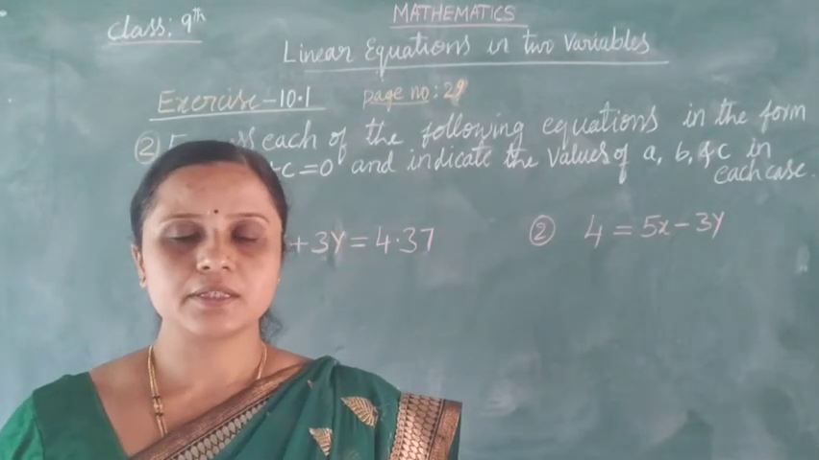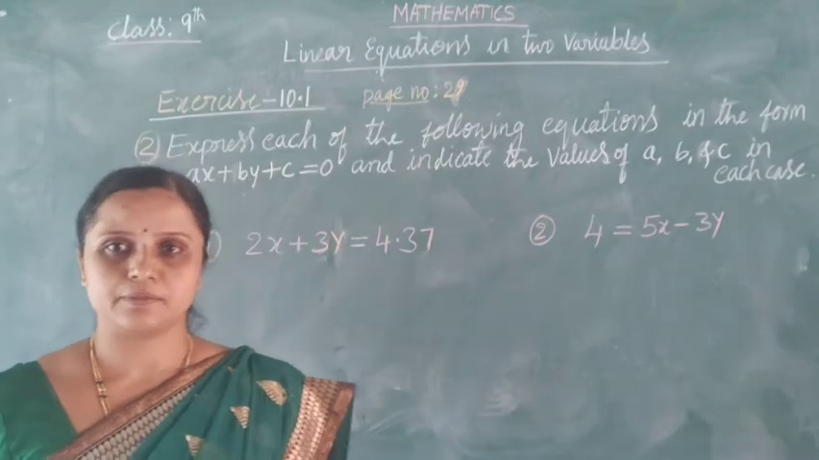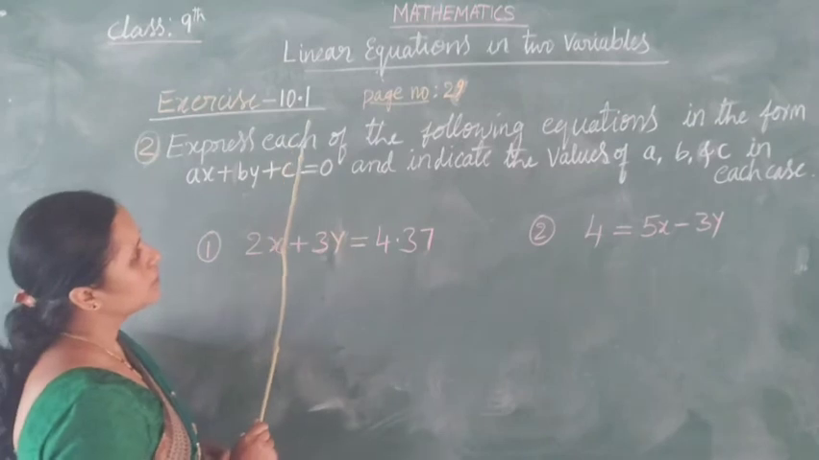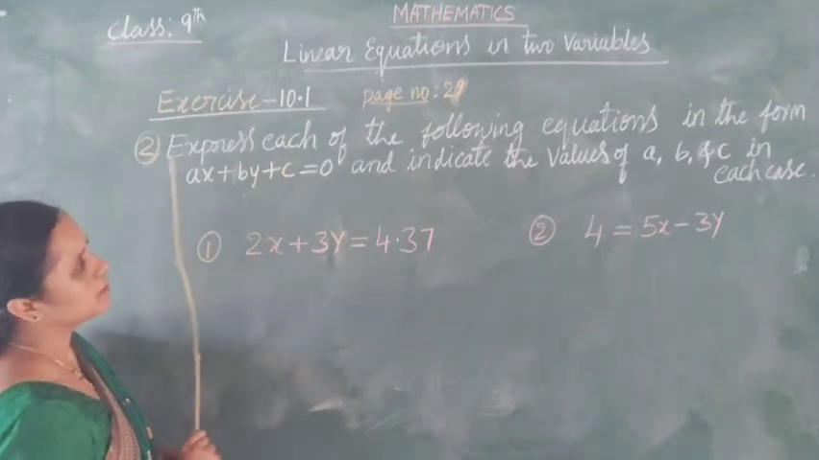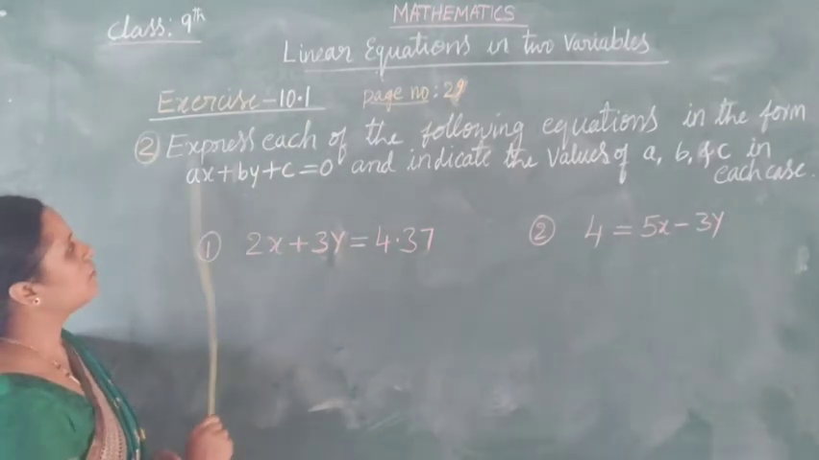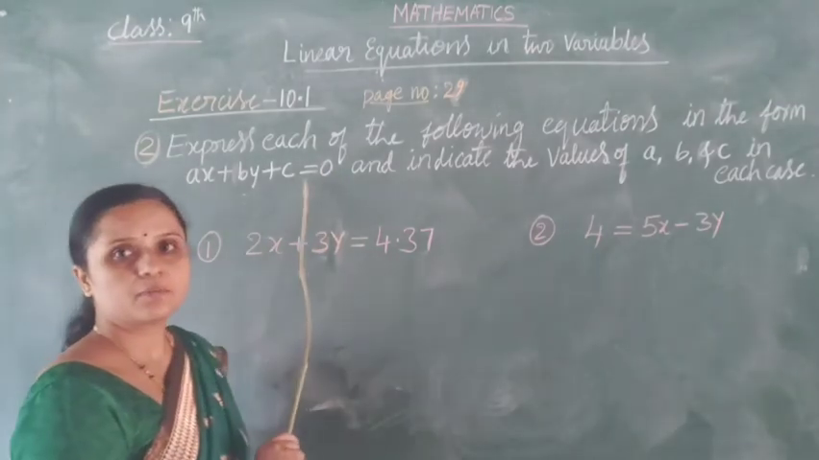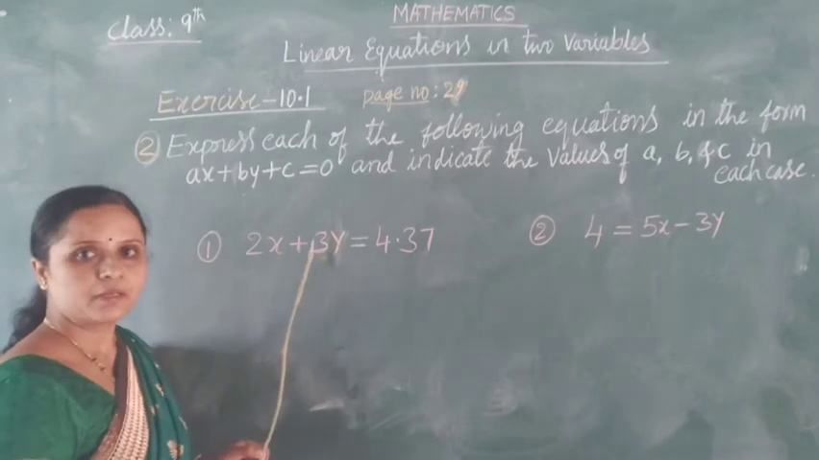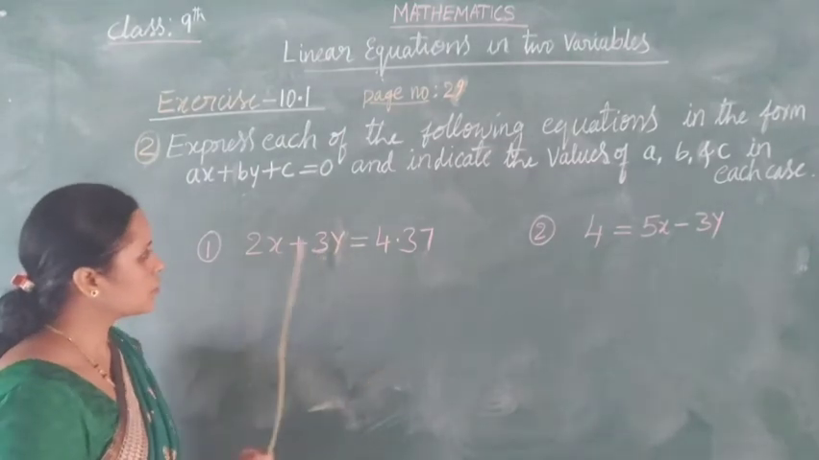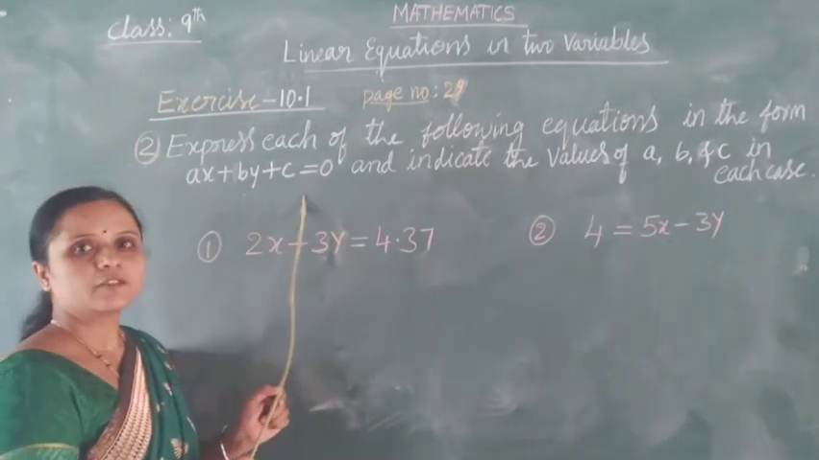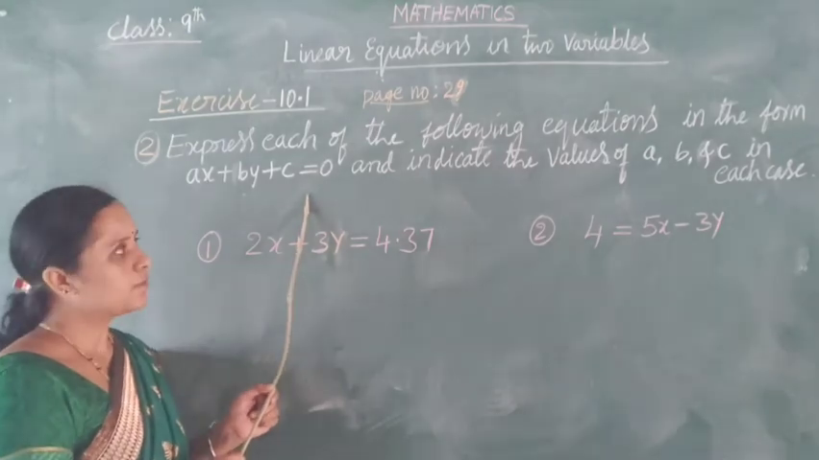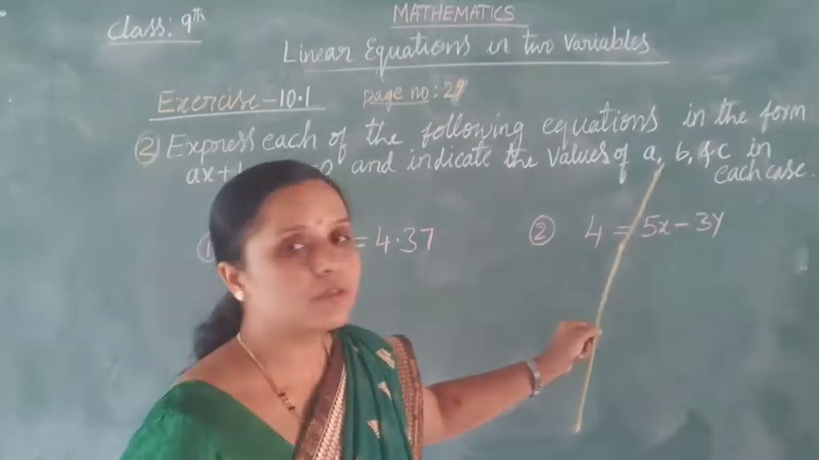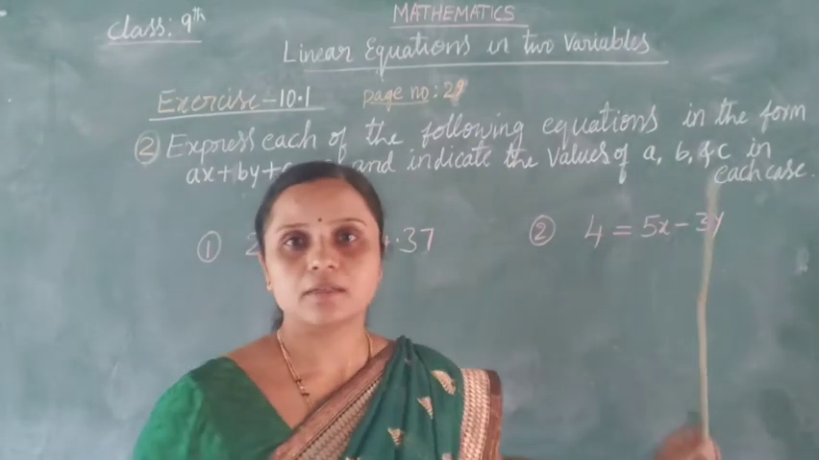Students, first understand what the question is. In the question, first we express the equations in the form ax plus by plus c equal to 0. Here I have already written two questions. You express each in the form ax plus by plus c equal to 0 and indicate the values, that means you write the values of a, b and c in each case.